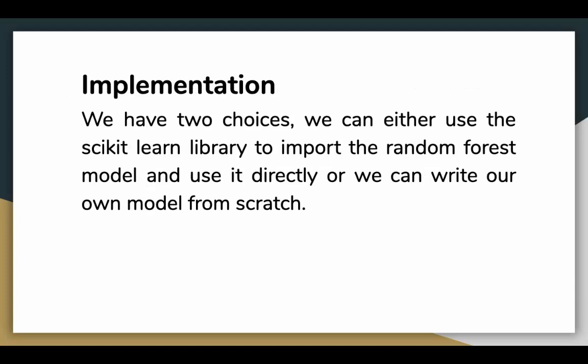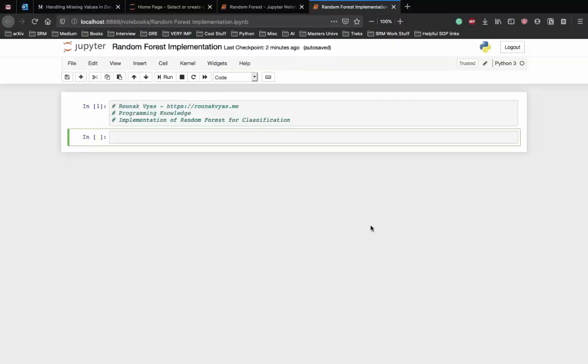Now, how do we implement this? For the implementation, we have two choices. We can either use the scikit-learn library to import the random forest model and use it directly, or we can write our own model from scratch. So in this video, we will implement random forest using the scikit-learn library.